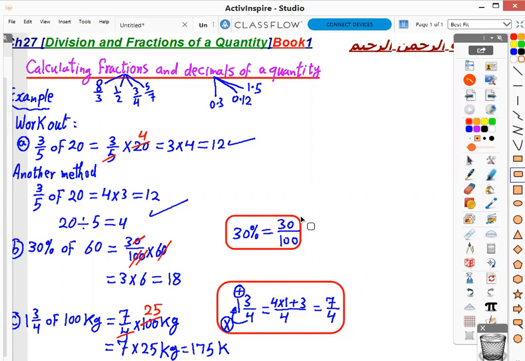You must know how to convert from percentage into fraction, and from mixed number into fraction. It's very important. Okay?